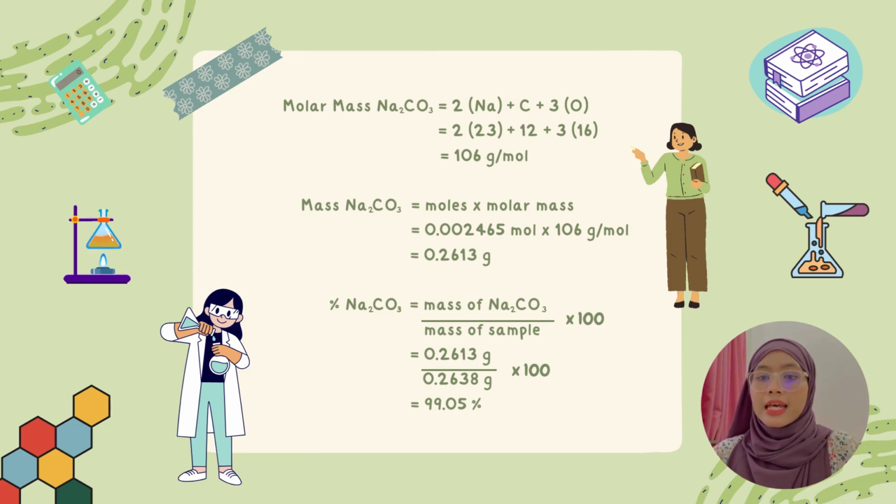0.2613 gram. And the last step is we need to find percent Na2CO3, which is mass of Na2CO3 divided by mass of sample. So we key in the value and get 99.05% for the last answer.